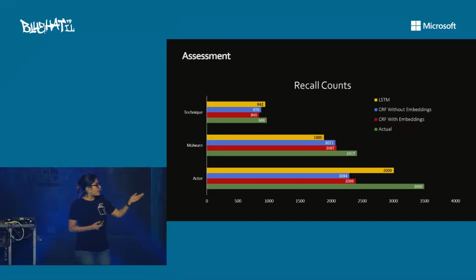We can see that for the actor class, the LSTM does much, much better than the others. But in all the other classes, their performance is pretty similar, where the trade-offs could involve just efficiency.